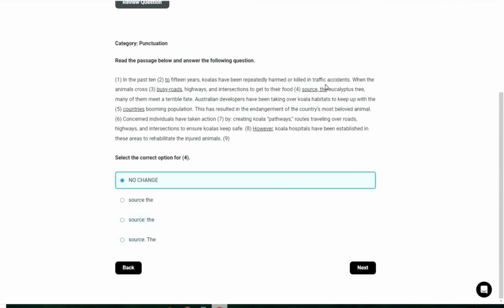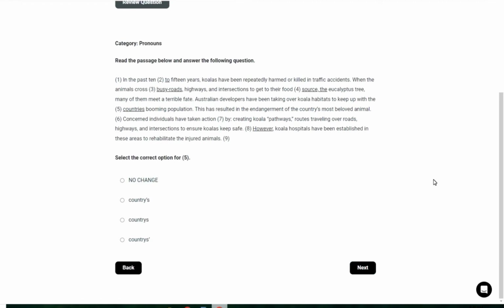And the last one would be a period, and that one wouldn't make sense. In the intersections to get their food source, period, and then there would be this new thought. The eucalyptus tree, many of them meet a terrible fate. That's not even a sentence that makes sense, so that would be incorrect. Best choice would be no change for A.